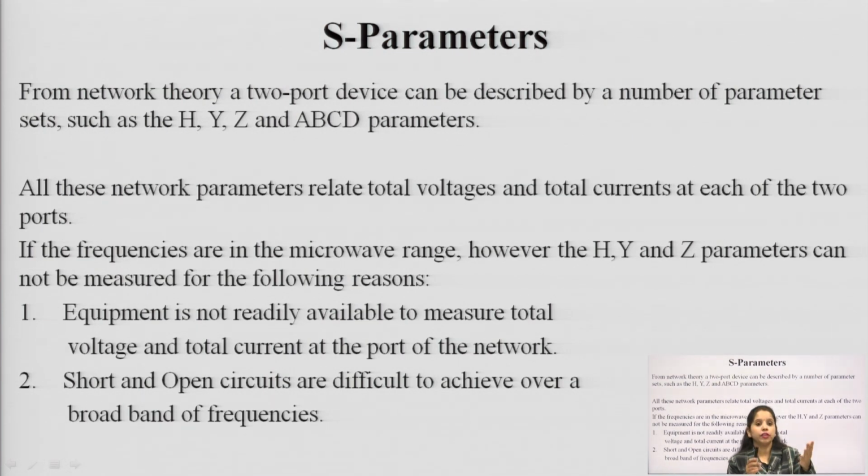Now, before the analysis of any microwave hybrid circuit, we have to discuss the S parameters. Already in network theory, when we have a 2-port network, we have discussed a number of parameters, for example H parameters, Y parameters, Z parameters and ABCD parameters. But all these network parameters relate what? Voltage and current at each of the 2 ports.